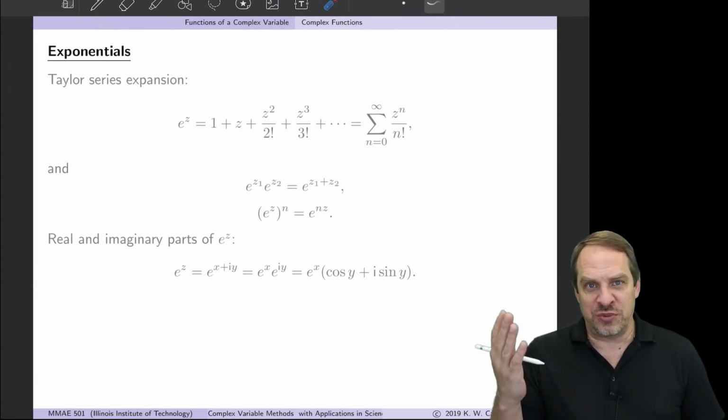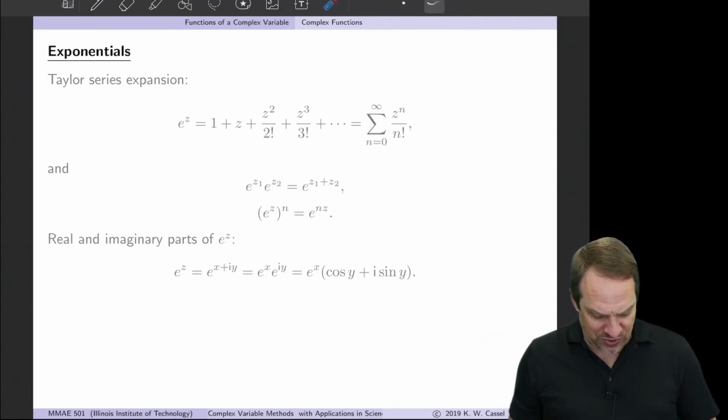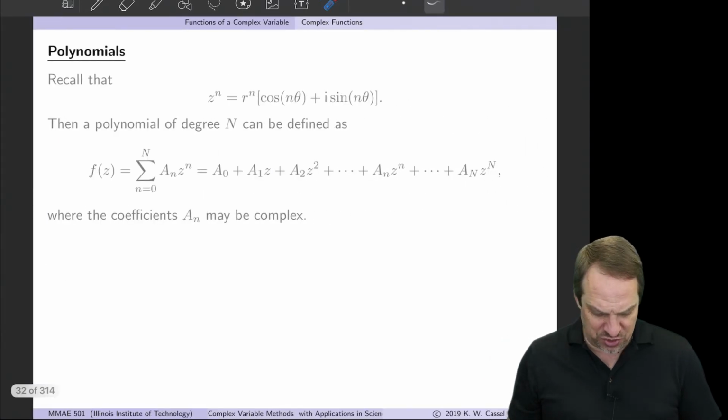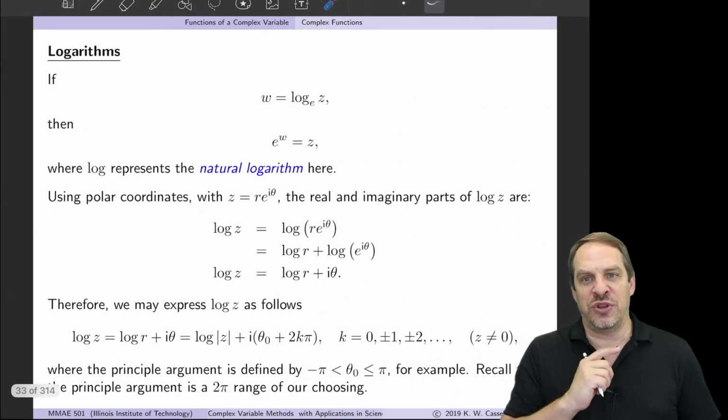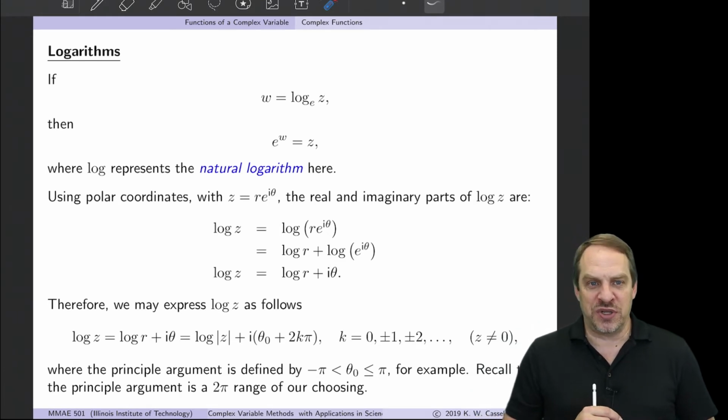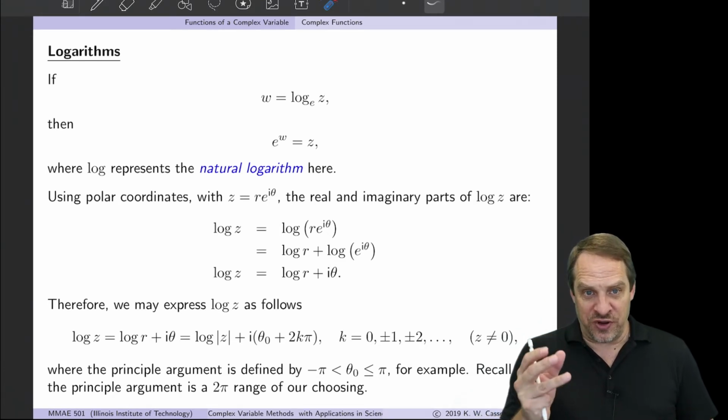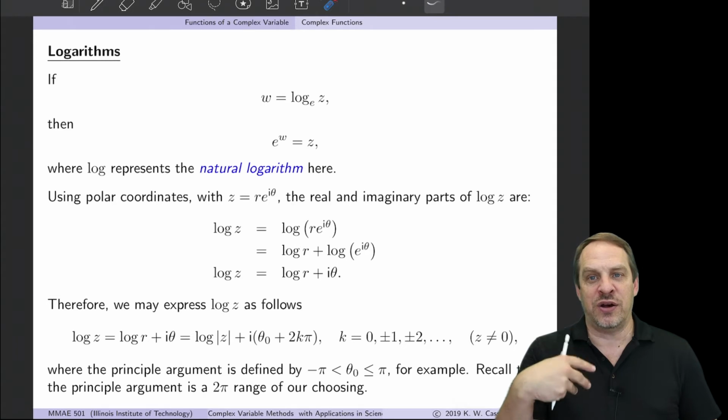Exponentials, very similar, essentially the same as what we're familiar with for real variables, so nothing new there. Polynomials, same thing. Okay, logarithms. Logarithms we need to take a closer look at because these are going to come up very frequently and we need to understand how they're treated.